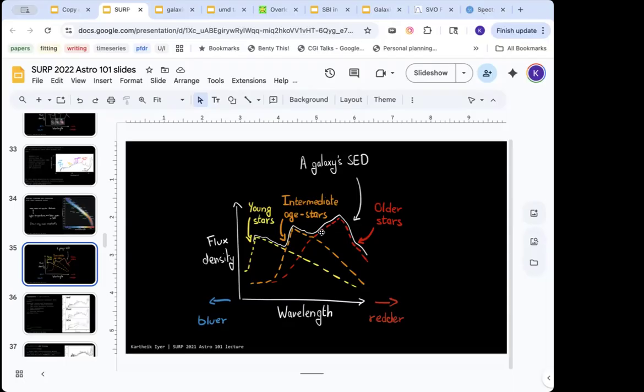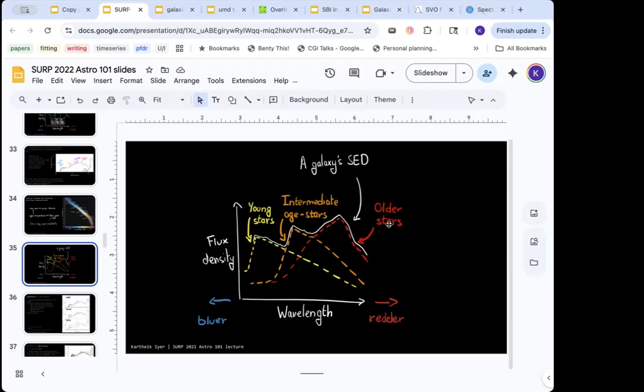If you want to say, what is the total mass of this galaxy, then all you need to do is multiply the number of young stars by the mass of a young star, add that to the number of intermediate age stars multiplied by the mass of an intermediate age star, and then keep doing this until you have summed up over all the different stars. And now you have the stellar mass of the galaxy.